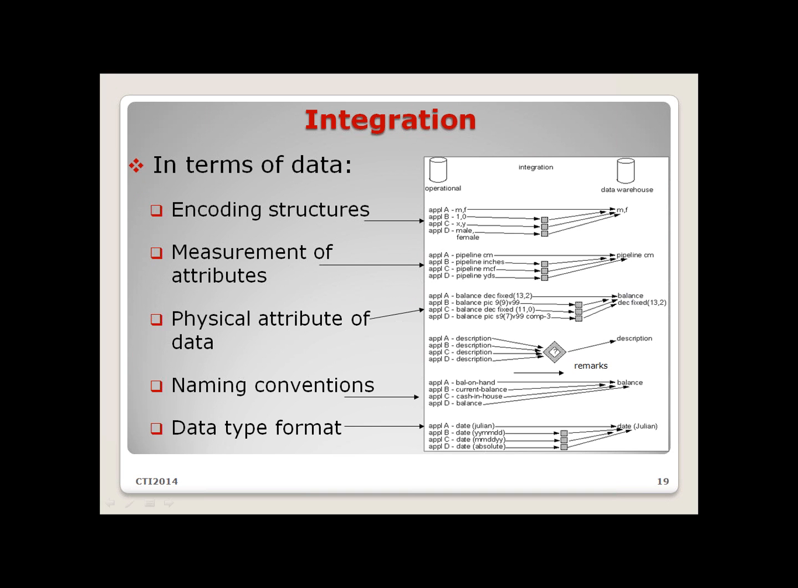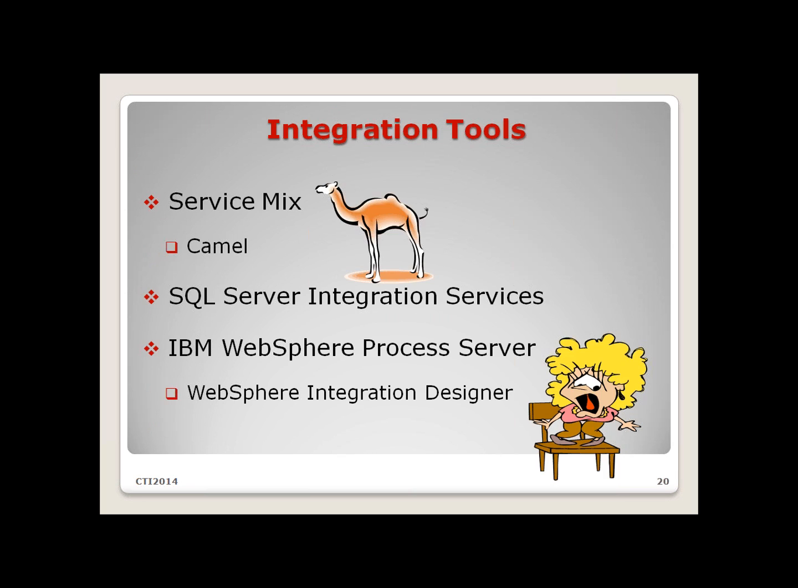Now I give you some of those steps as far as encoding, looking at the physical attributes of data, converting. As you can see here, the upper right-hand side, I may have a variety of designations in my company for male and female, 1 and 0. We might come down for measurements. As you look through balances, they're all over everywhere. Descriptions, so that's part of that transformation. So tools: ServiceMix, Camel, open source. SQL Server Integration Services allows me to work very nicely, pulling from various sources and giving various destinations. And then IBM WebSphere Process Server with WebSphere Integration Designer.